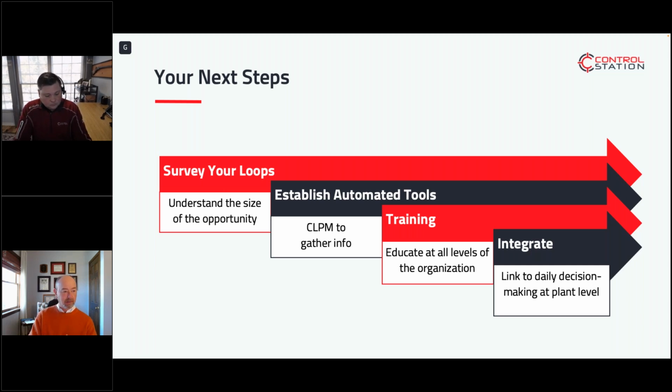Look at 20 loops. Pick them randomly. Don't pick the 20 most important loops of your plant. Just go out there, flip through some screens on the DCS or whatever HMI you have, and look at how many loops are running in manual. If you find out that you looked at 20 loops and there was only one in manual, that's great. You're starting at a really high level, but most likely you're going to find that quite a few are running in manual, or if they're supposed to be in cascade, they're maybe only running in auto.